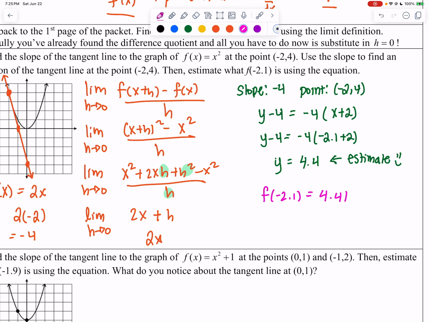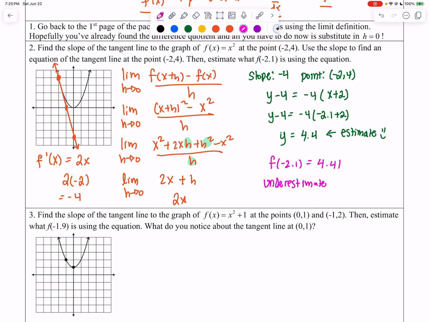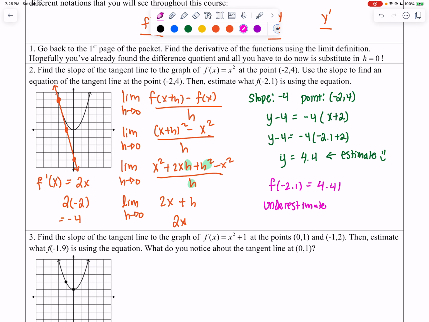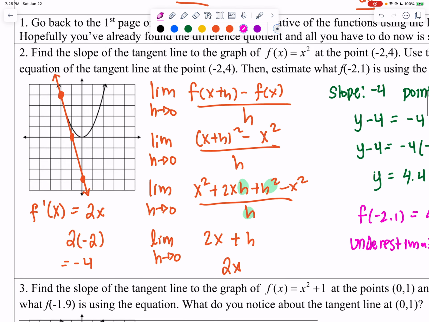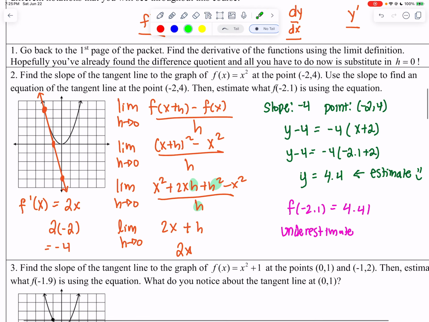Now, because we were off by 0.01, this right here is going to be called an underestimate. An underestimate essentially just means that our guesstimation right here was less than what our true actual value is. You'll also notice that my tangent line right here is below my curve. So this is another way to say that, hey, this is an underestimate because my tangent line is below the curve.